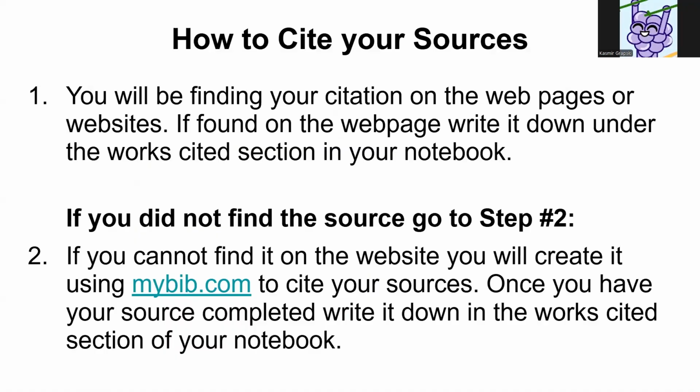So how to cite your sources. You will be finding your citations on the web pages or websites. If found on the web page, you're writing that citation down, right, in your works cited section of your notebook. If you can't find the citation, you're going to go to this step. So if you cannot find it on the website, you're going to create it using mybib.com to cite your sources. Once you have your source completed, write it down in the works cited section of your notebook.